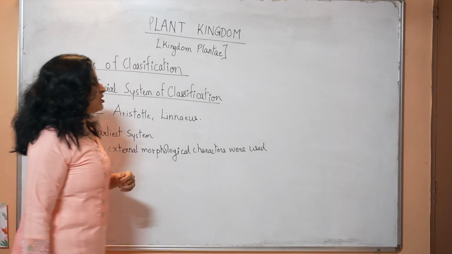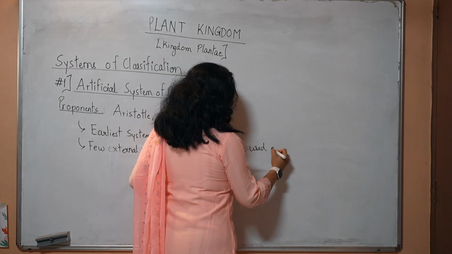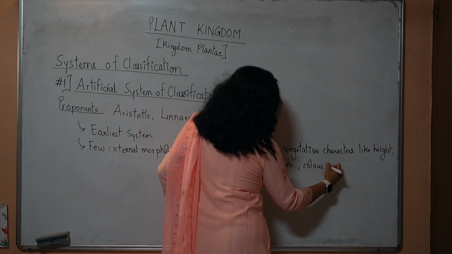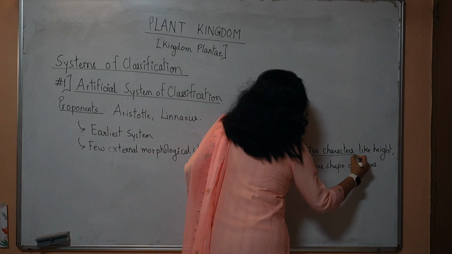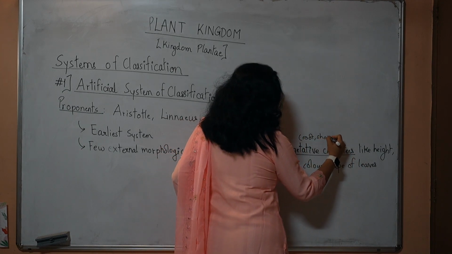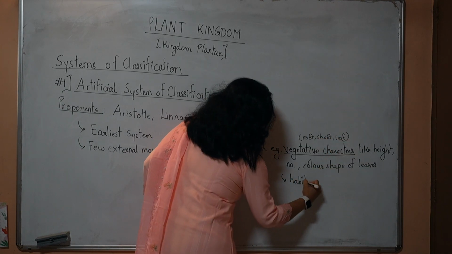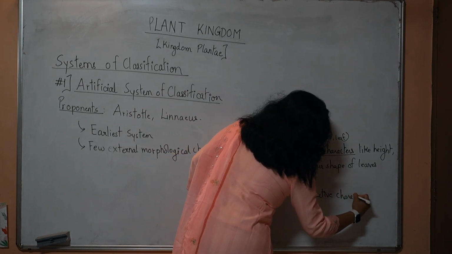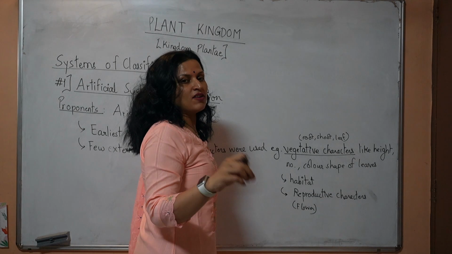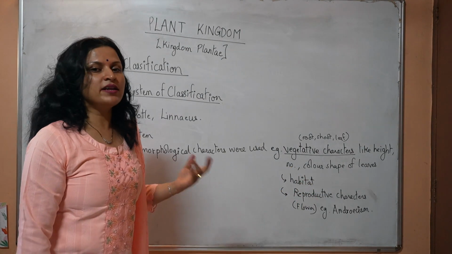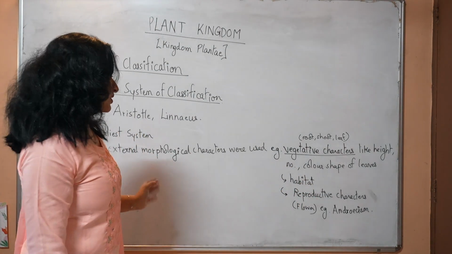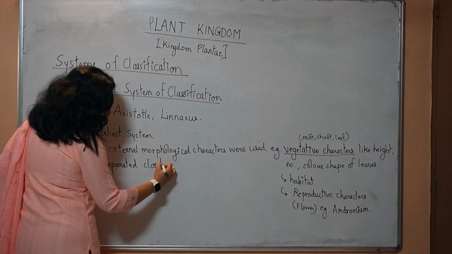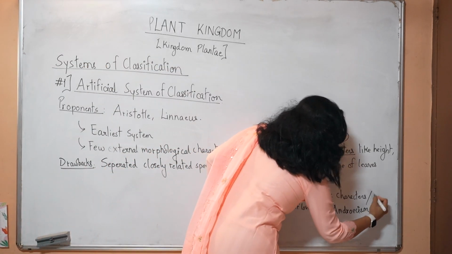Few external morphological characters were used. For example, vegetative characters like height, number, color, shape of leaves. Vegetative characters means root, shoot and leaf. Habitat was used for classification. Habit and habitat. Reproductive characters were also used. Reproductive characters includes flowers and its characteristics. For example, androecium, gynoecium. These are the reproductive characters. Drawbacks. Separated, closely related species.